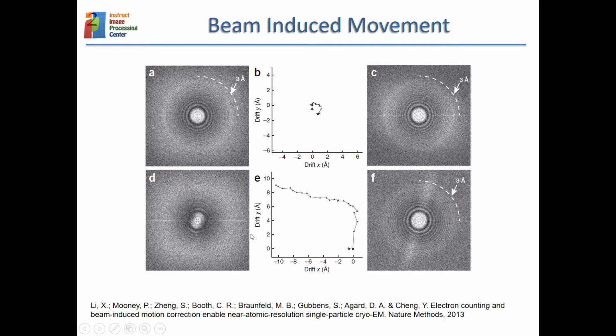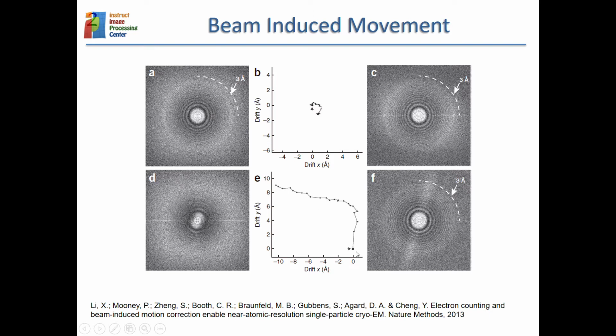But if it is moving much more, then by correcting the shifts between one frame and the next, so let's say that the first frame is at the origin, and then the second frame moves a bit with respect to the first one, and so on and so on, then you can recover the high frequency information to much higher resolution. So here we can see how the Thon rings are fading. In this direction not so much, but also we cannot see them so well. And after the movement correction, we can see the Thon rings to much higher resolution.